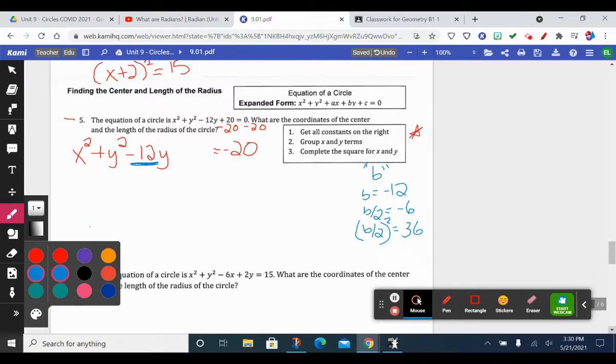So what we need to do is complete the square to make a trinomial here, and we're going to add that 36 across to the other side. So we're going to add 36 to the right and add 36 to the left.